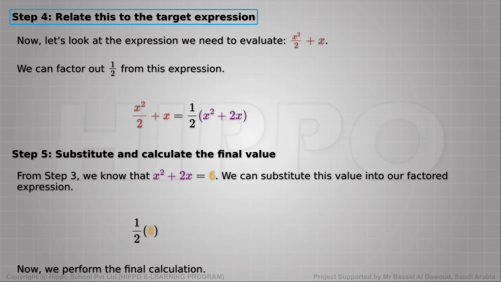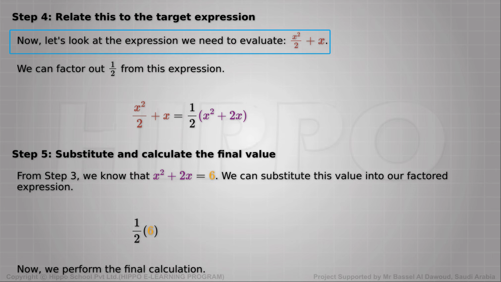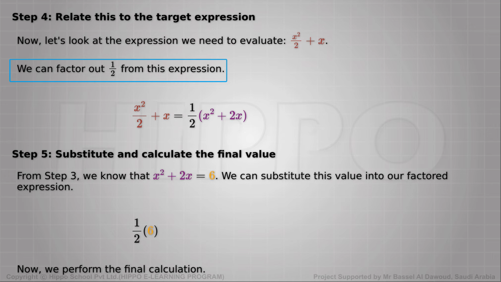Okay, this is the most important step where everything connects. Let's look back at the original question. We need to find the value of x squared over 2 plus x. Now compare that to what we just found, which is x squared plus 2x. Do you see a relationship? The target expression looks exactly like our result, but with every term divided by 2.